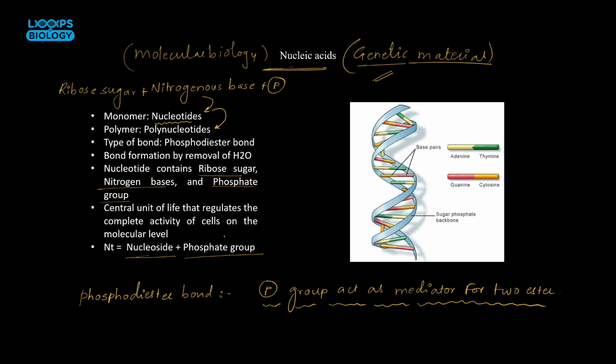So if I remove the phosphate group from the nucleotide, the ribose sugar and nitrogenous base only is going to form my nucleoside. So a nucleoside is comprised of ribose sugar and nitrogenous base, but whenever I add a phosphate group, it is going to form your nucleotide. This is the official short form, guys. It is not from my perspective.